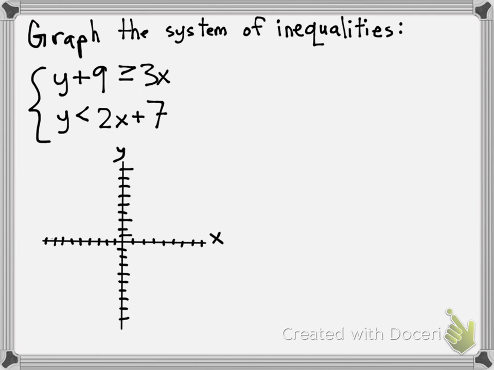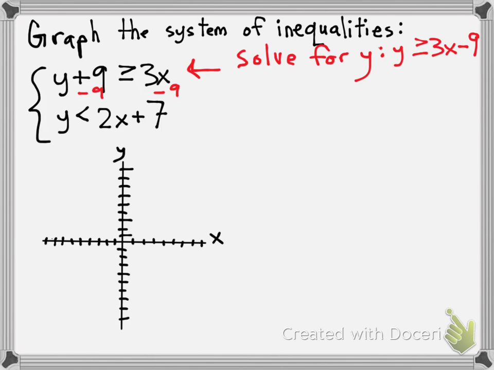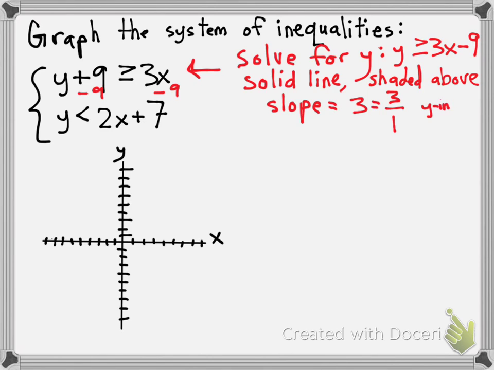For the first equation, before we graph it, we're going to have to solve for y, or get the y by itself. The opposite of adding 9 is to subtract 9 on both sides, so we can cancel that out and get y is greater than or equal to 3x minus 9. Because this is a greater than or equal to, we're going to have a solid line shaded above. Our slope is the number in front of x, 3 or 3 over 1. And our y-intercept is the number at the end without the x, which is -9.